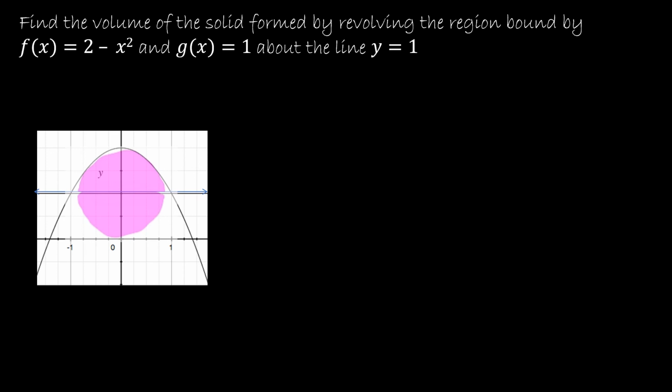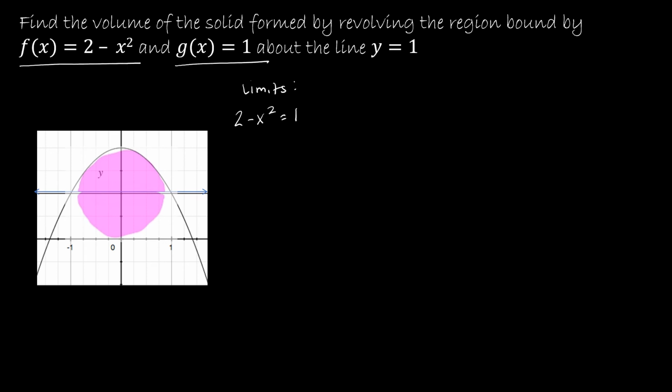So again, the first thing I need to do is to find the limits of integration. So to find the limits, I'm going to set the two functions equal to one another. So 2 minus x squared equal to 1. There's my first function, there's my second function.